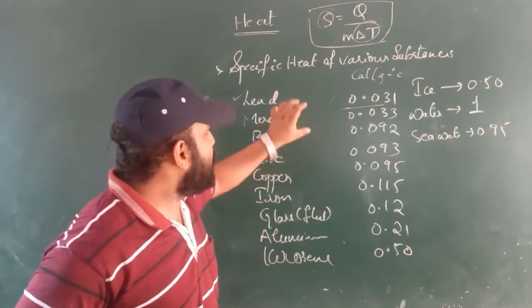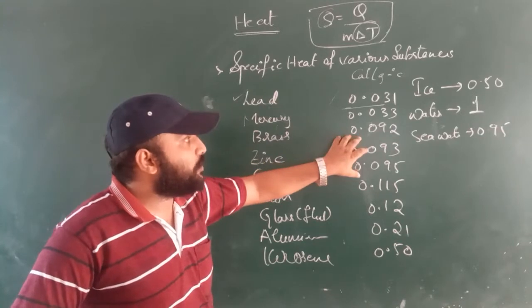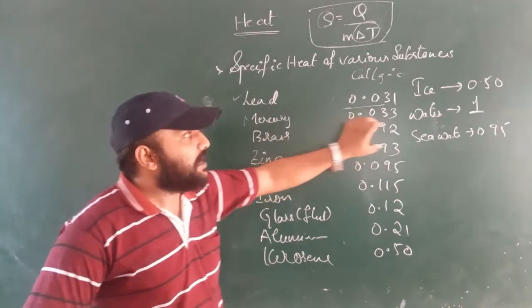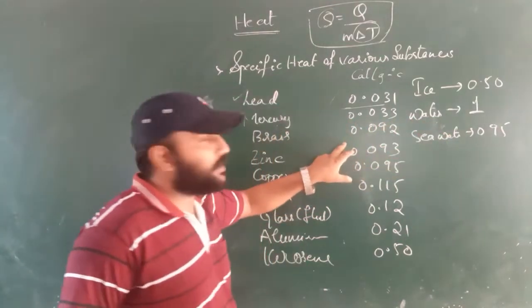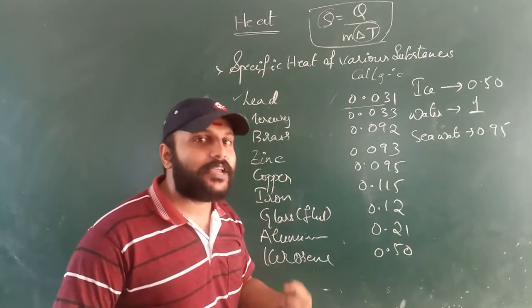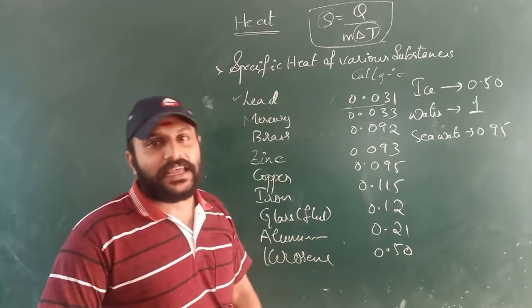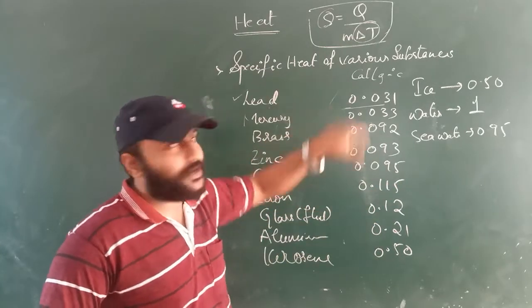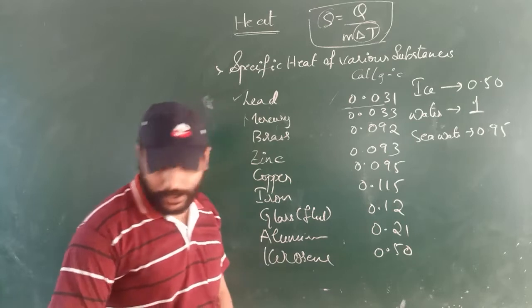Understood? So the specific heat of brass here is 0.092. It is less compared with water. Water can easily absorb the heat energy, and at the same time it can easily release the heat energy. Understood? The specific heat of various substances. Okay.